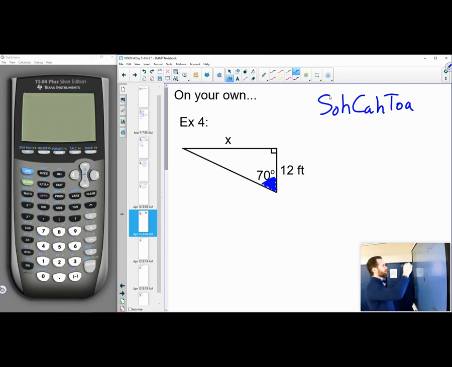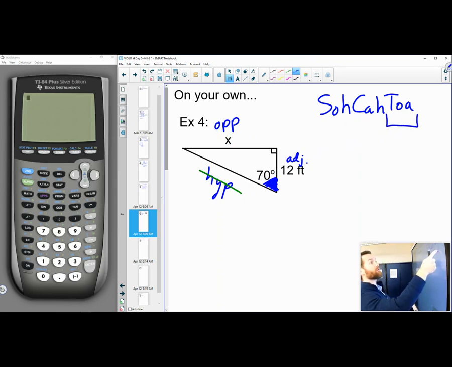And let's label. So the hypotenuse is here, that's across from the right angle. And opposite would be x, because it's across from 70 degrees. And 12, the last one remaining, has to be the adjacent. And the one that we don't need is the hypotenuse, because it's blank. So then we look at SohCahToa. Which one has an A for adjacent and an O for opposite? O and A would be this one, Toa, meaning tangent.